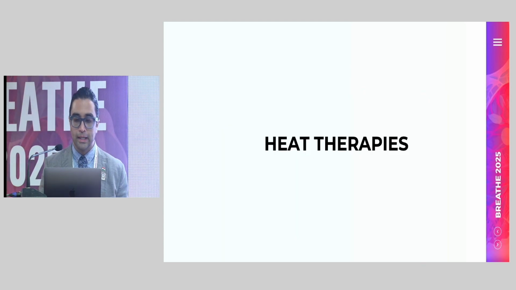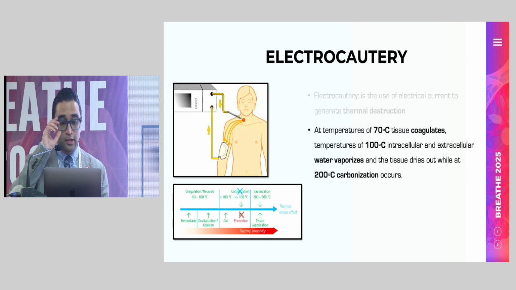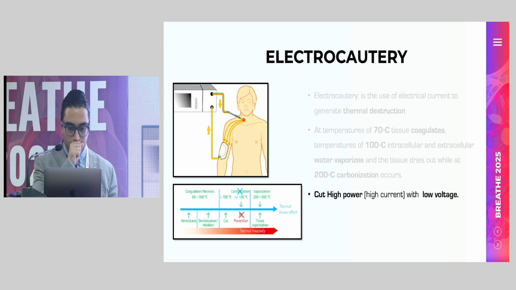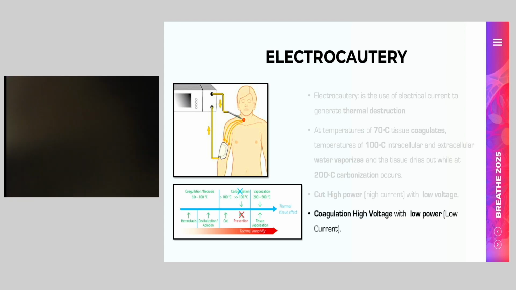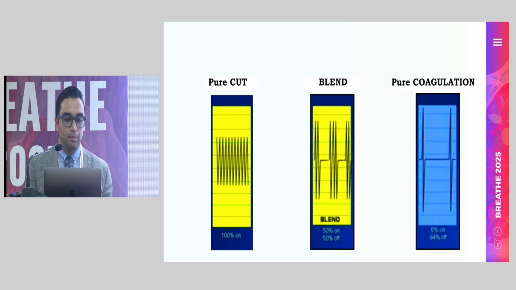So now coming to the heat therapies. Most of you must be aware of electrocautery. Electrocautery is basically applying high temperature for coagulation of the tissue, and we have different modes when it comes to cautery. There is something called pure cut mode, and there is pure coagulation, and then there is a blend mode.